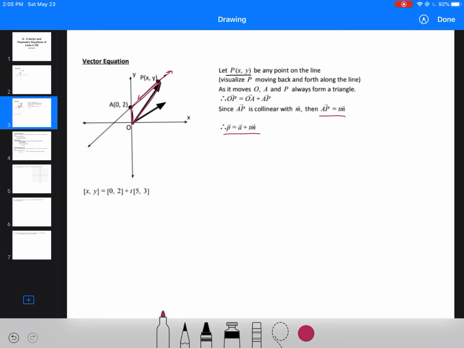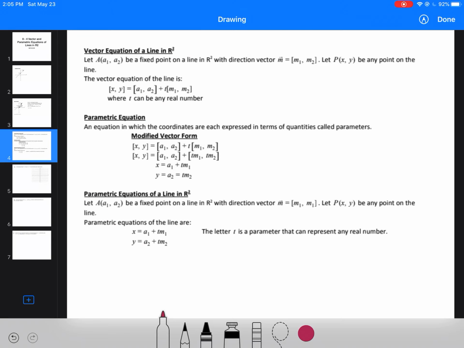So here is our vector equation, and here is a sample of what it looks like. I'm not going to spend too much time on this. This is the same vector equation that we learned about last year. So let's look at a summary, and then we'll move into parametric equations.